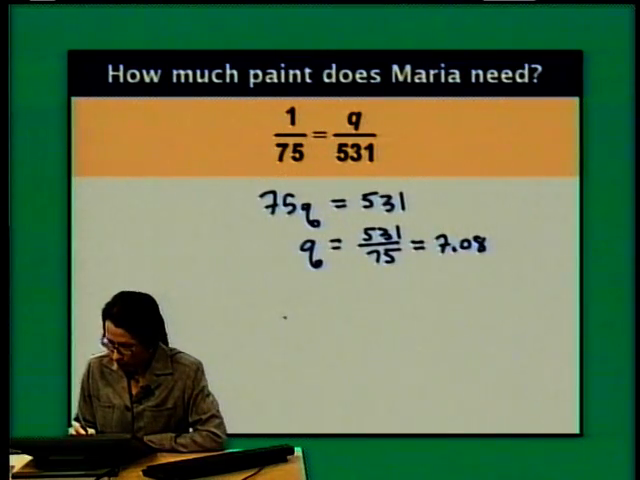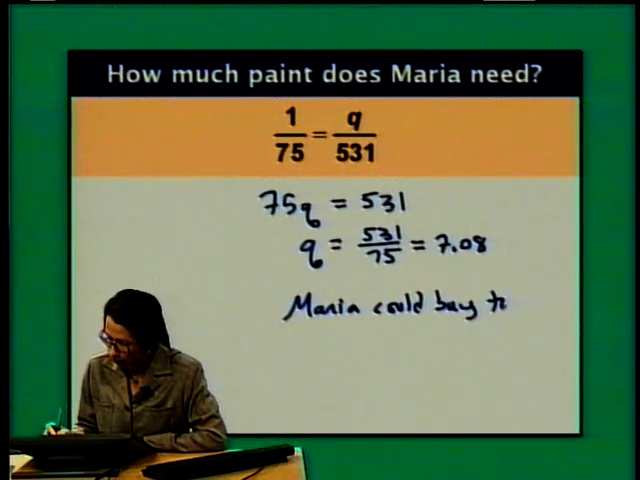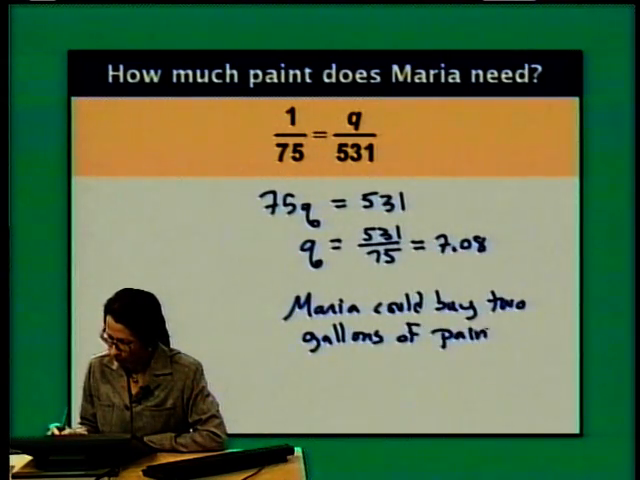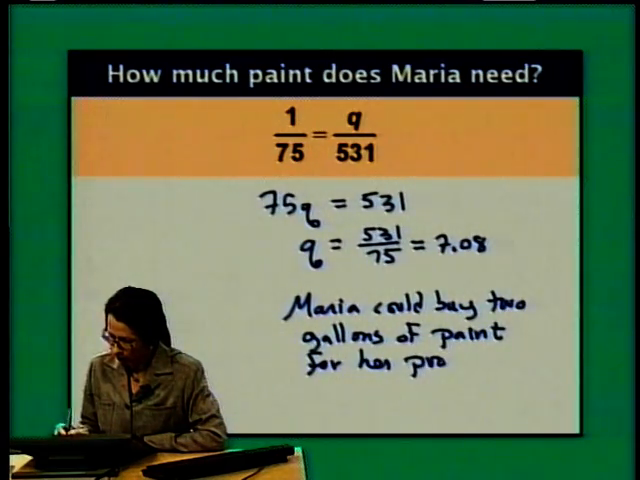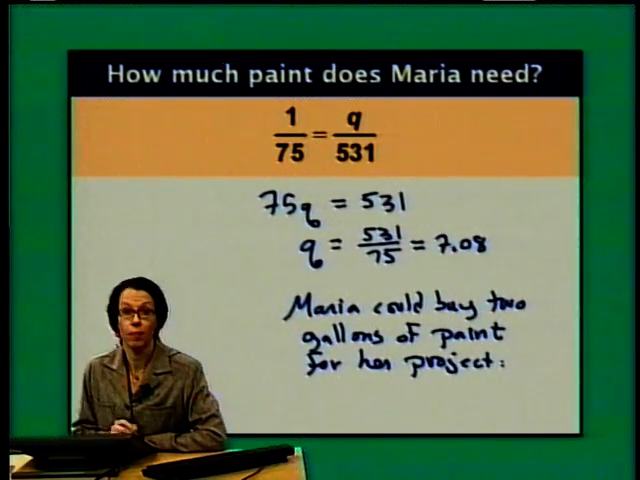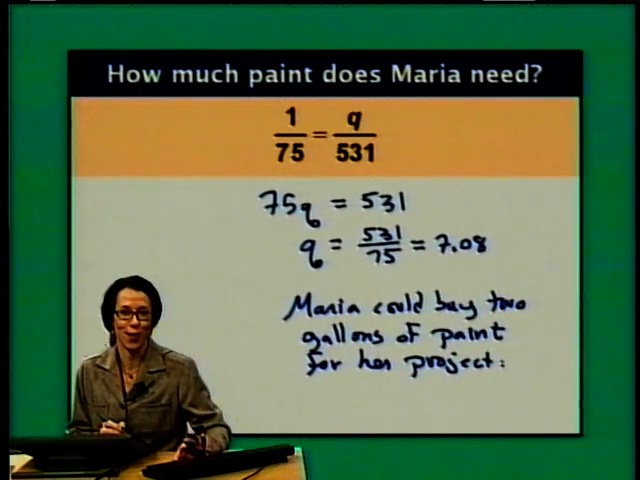So Maria could buy 2 gallons of paint for her project. So we've answered one of our 3 questions.